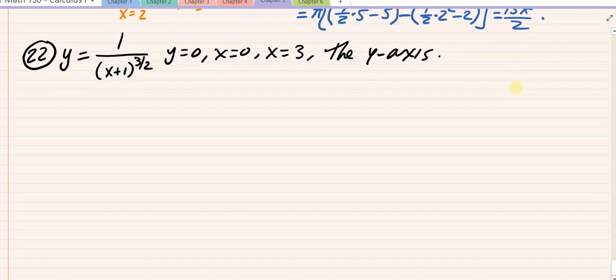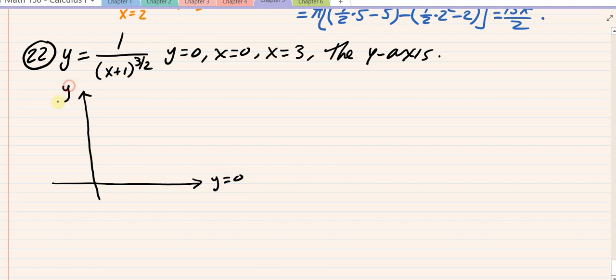In number 22, first the graph of this thing. Y equals 0, that's the x-axis. X equals 0 is the y-axis. This is x equals 0, and then x equals 3. That's going to be a vertical line at 3. And the rotation is about the y-axis.